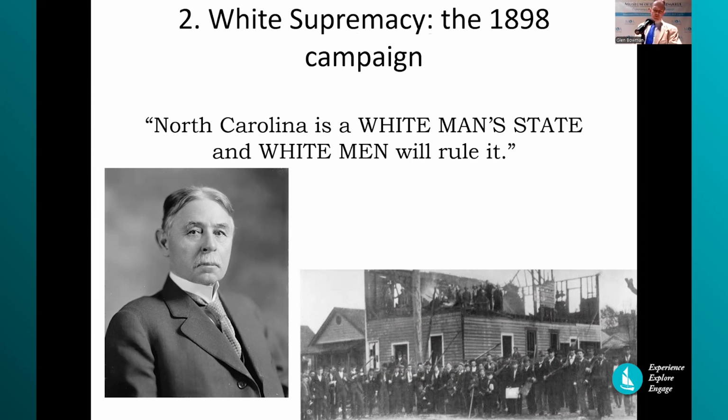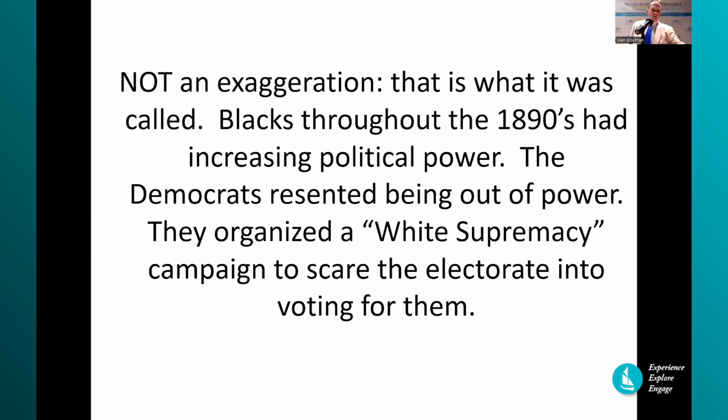And I'm not exaggerating. I don't use the phrase white supremacy loosely. Many people today will hear this thrown on cable TV and that's white supremacy and this is white supremacy. This is a term that was embraced and this is how they identified themselves. This is not an exaggeration.